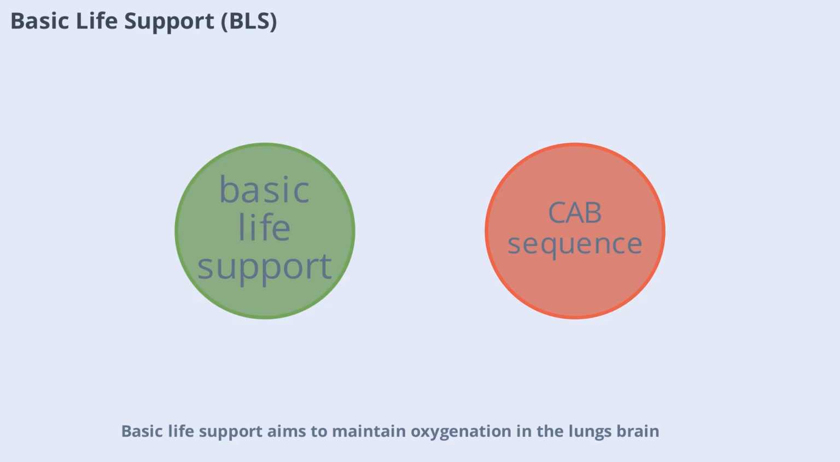Basic life support aims to maintain oxygenation in the lungs, brain, and heart through rescue breathing and cardiac compressions. The classic sequence is airway, breathing, circulation, ABC, but recent guidelines emphasize circulation first, followed by airway and breathing, CAB. Each part begins with an assessment phase to determine the patient's response, presence of pulse, and state of respiration. BLS is the foundation of all resuscitation efforts, providing critical support until advanced interventions can be applied.